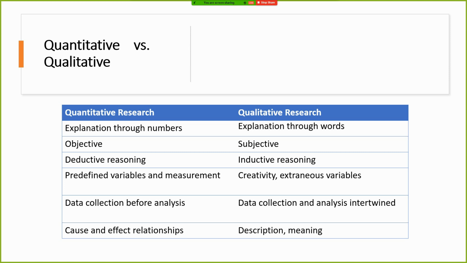In quantitative research, we are primarily focused on cause and effect relationships. That's why we use regression or correlation. In qualitative research, we are focused on assigning description or meaning to what people have said.